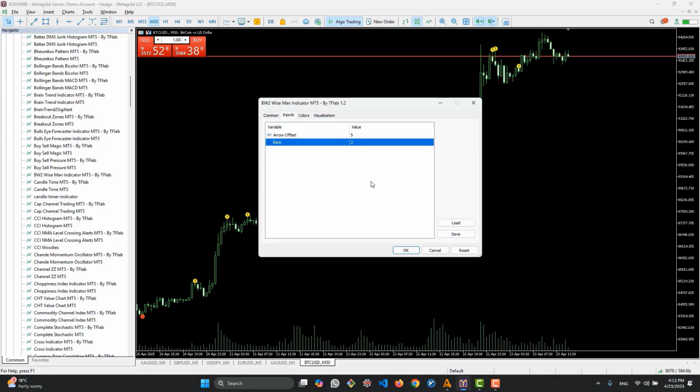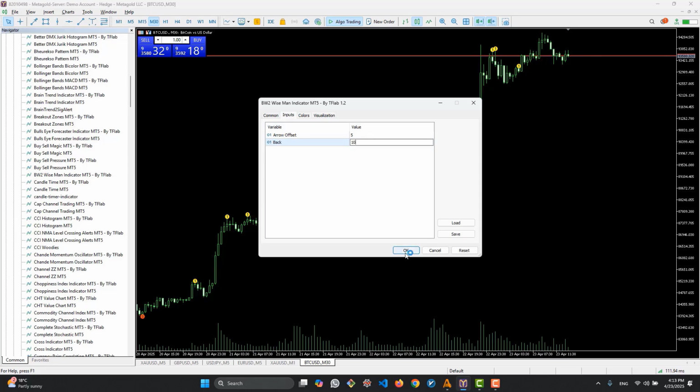The next option is for fractal detection. The higher this number is, the more the fractal we identify, and the signal that appears on that fractal will be based on a greater number of candlesticks, and the fractal period will be longer. The default value is 2, but we can increase this period to get more reliable signals.